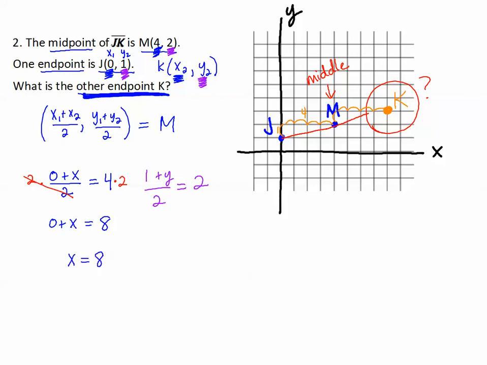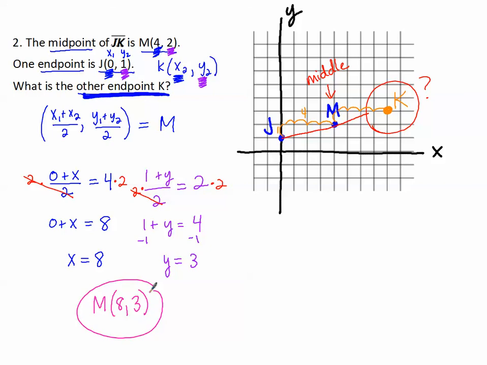Let's look at the other equation. Again, I'm dividing by 2, so the opposite is to say times 2, and do it on both sides. What's left over on the left? 1 plus y, and on the right, 2 times 2 is 4. This time we need to get rid of the 1 that's added, so subtract it from both sides, and y equals 3. So my final answer for the other endpoint is 8, 3.